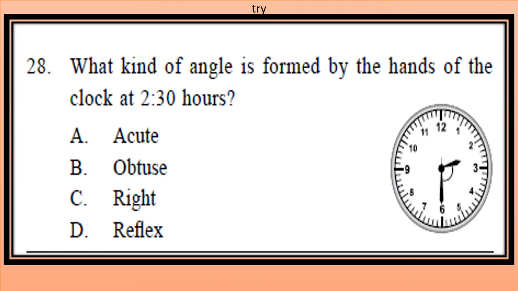Question 28. What kind of angle is formed by the hands of the clock at 2:30 hours? Now see the time in the clock. It's 2:30. So what angle is forming? Is it acute, obtuse, right, or reflex? So it's an easy one. You can check out the answer at the end of the video.